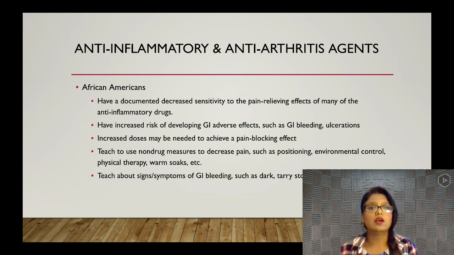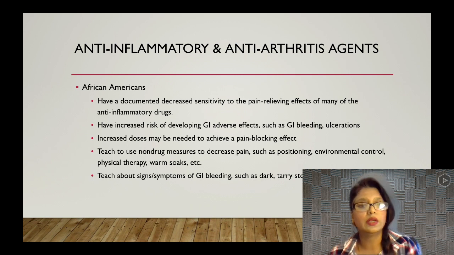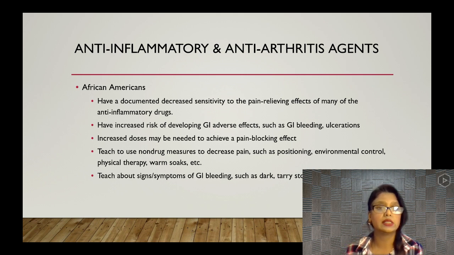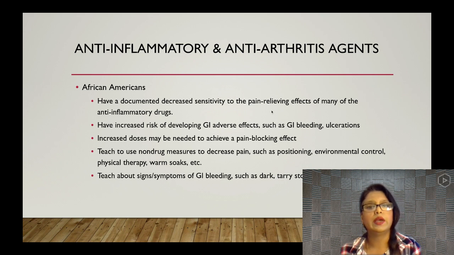And teach them to use non-drug measures to decrease pain. We just want to make sure that the patient is using only what is being told to them, so we are not causing any excessive toxicity from these medications. We also tell them to make sure that they're not taking any other medications with these medications, so they can avoid GI bleeding and dark tarry stool.